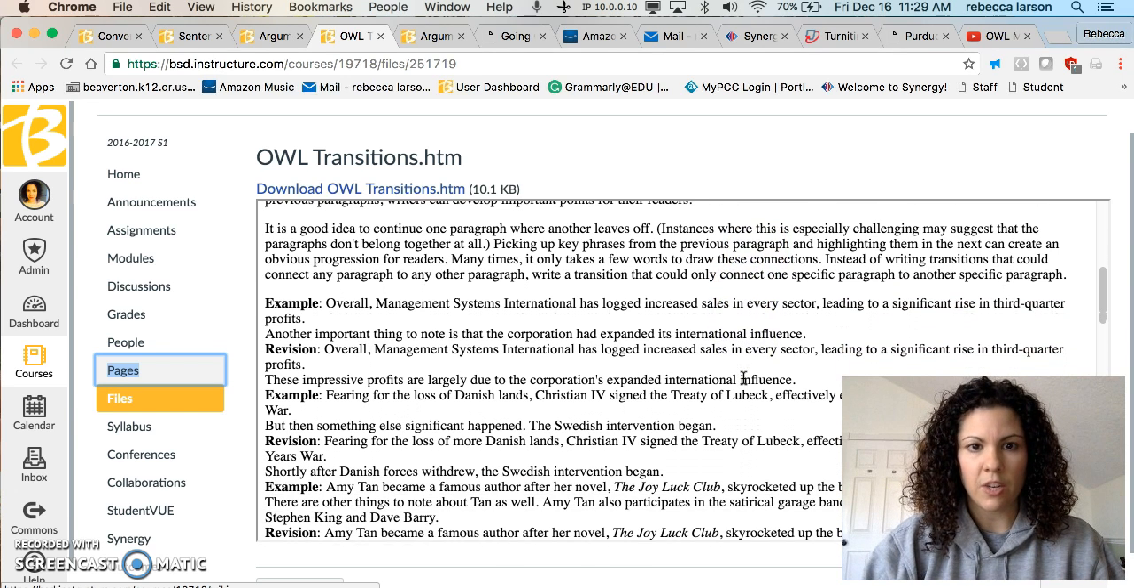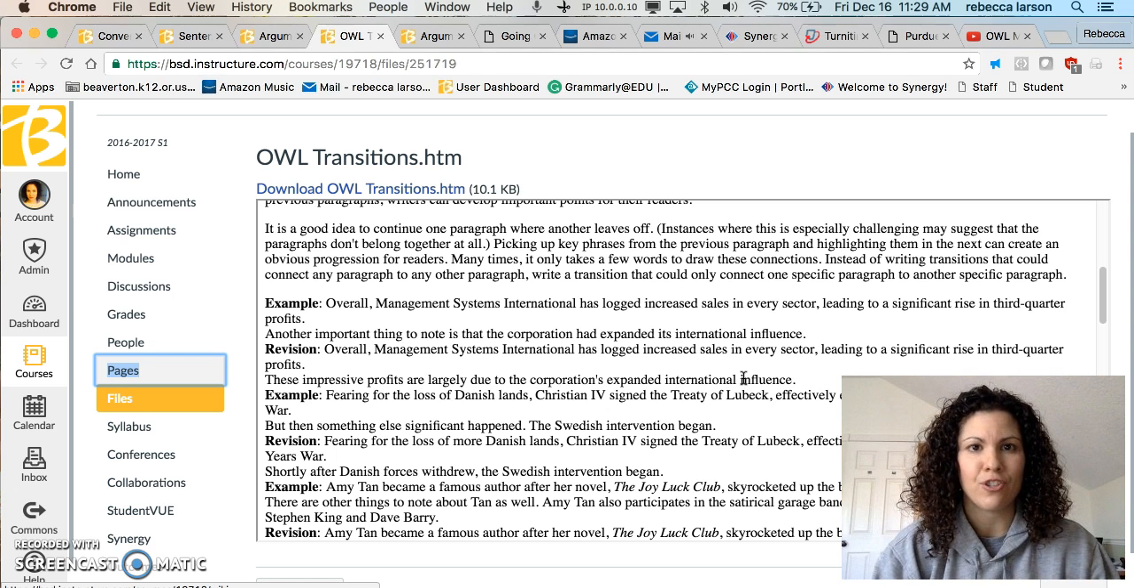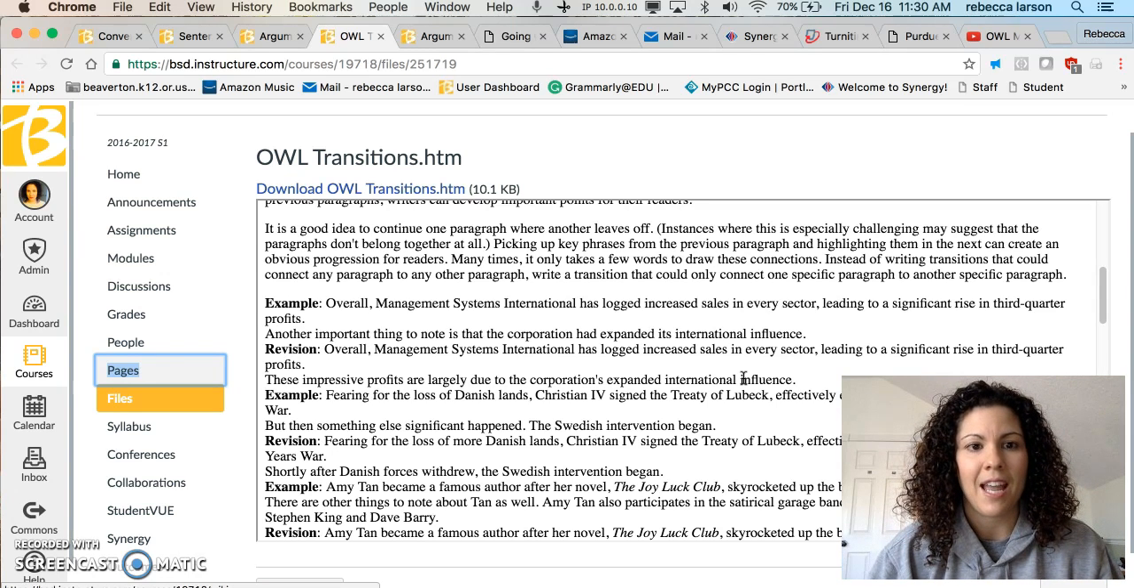Well, it's a good idea to continue one paragraph where another one leads off. Instances where it's especially challenging, like I said, you're trying to transition them and it's not working, then it probably doesn't belong there. You might want to think about moving that paragraph. An easy way to do this is picking up key phrases from the previous paragraph and highlighting them in the next to create an obvious progression for the reader. Many times it only takes a few words to draw these connections, and instead of writing transitions that could connect any paragraph to another paragraph, like then, finally, next, that we talked about before, we want to write a transition that can only be for one specific paragraph to another specific paragraph.